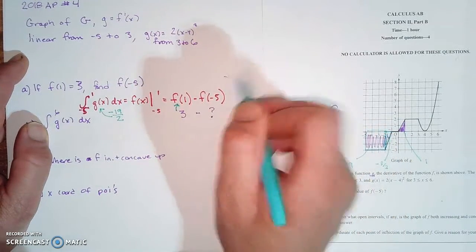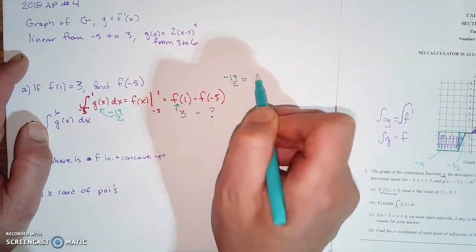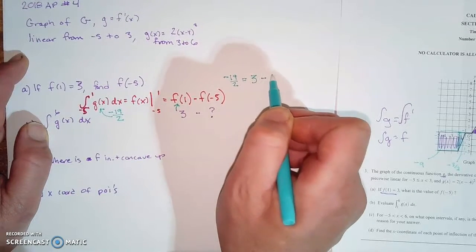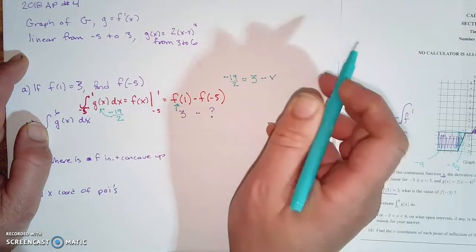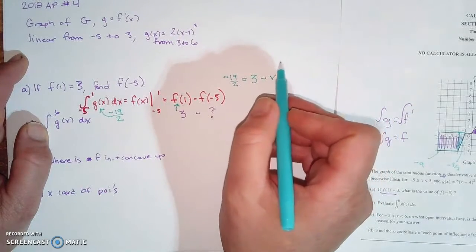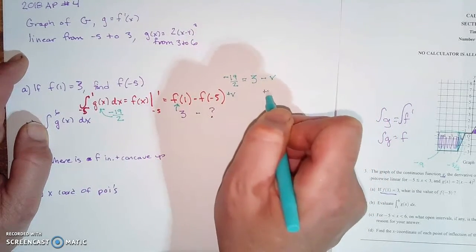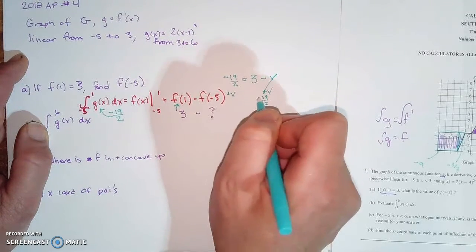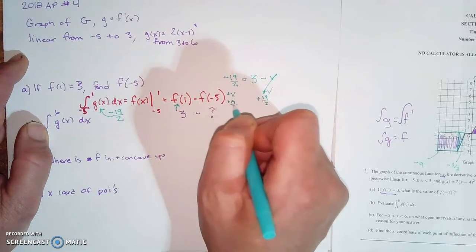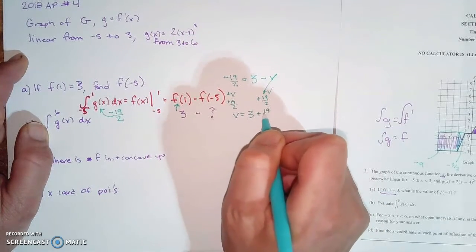So negative 19 over 2 equals 3 minus, we'll call it v, for the value we're looking for. To get v by itself, I'm going to add v to both sides. Then add 19 over 2 to both sides. So v equals 3 plus 19 over 2.